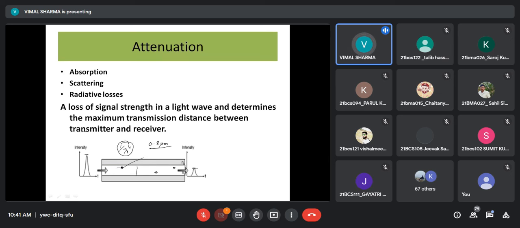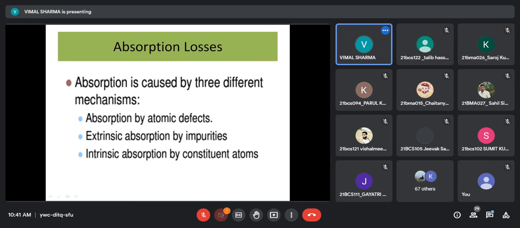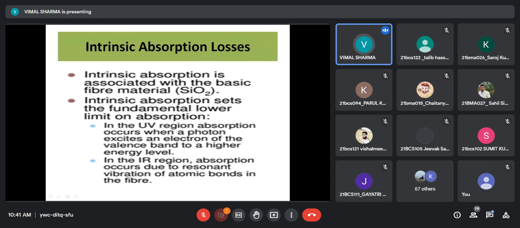Okay, and in which range is absorption high? Around 1700 nanometer is not possible because in that case infrared absorption becomes maximum and light cannot be propagated through the optical fiber. So we have discussed all this.